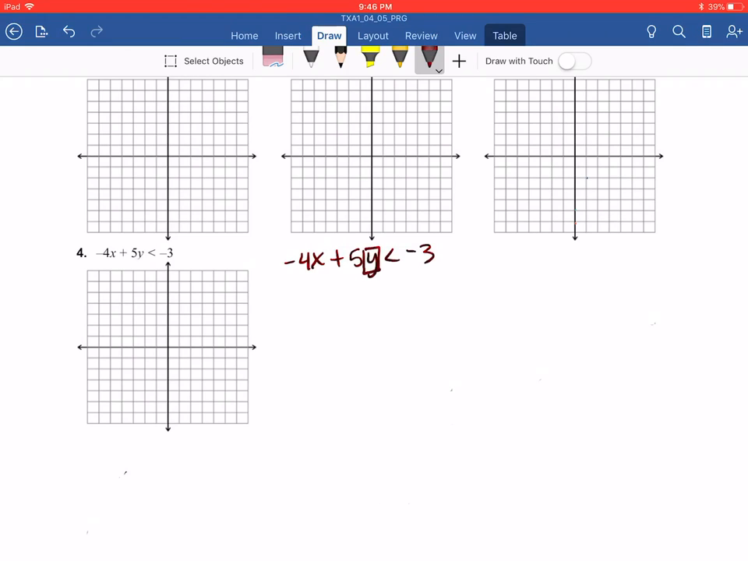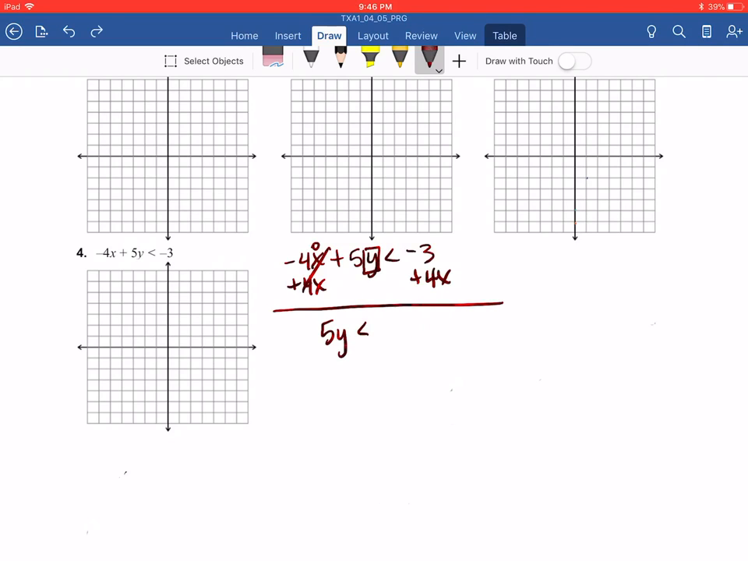Again, just like before, I need to have this in slope-intercept form, so I'm going to isolate my y value. So I'm going to add 4x, because that's in the way of getting that term alone. That is a zero pair. So now I'm going to rewrite my inequality to be 5y is less than 4x minus 3.